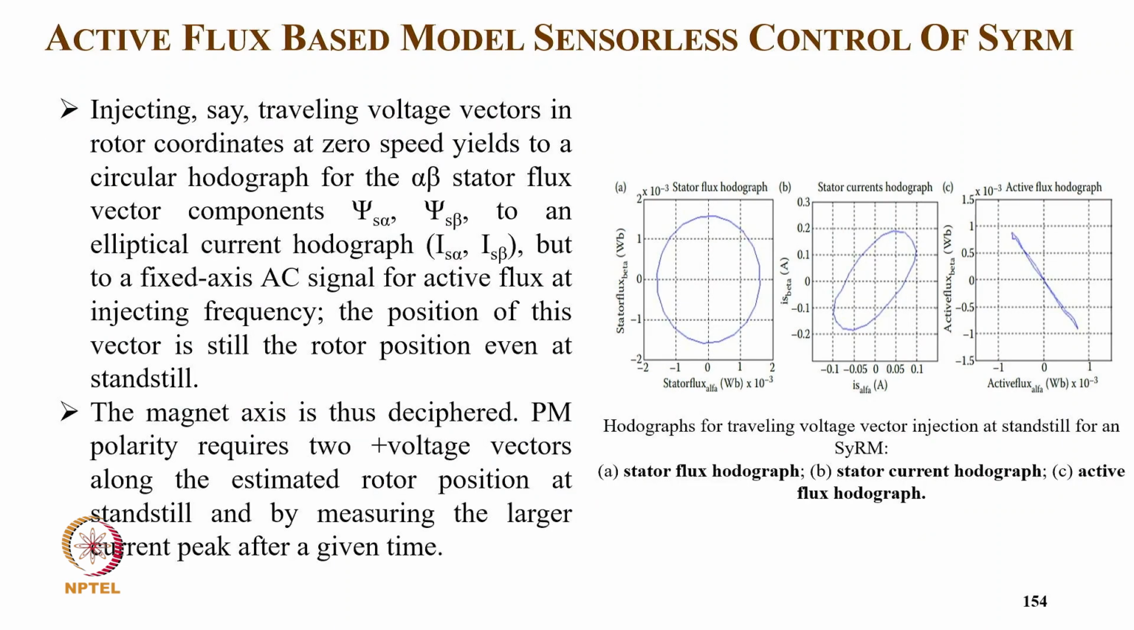So here you can see the hodograph of traveling voltage vector injection at standstill for the synchronous reluctance motor. Injecting the traveling voltage vectors in the rotor coordinates at zero speed yields a circular hodograph for the alpha beta stator flux vector components phi s alpha, phi s beta, and an elliptical current hodograph in alpha beta, but a fixed axis AC signal for the actual active flux at the injecting frequency. The position of this vector is still the rotor position even at standstill. So the magnetic axis is thus deciphered, and PM polarity requires two voltage pulse vectors along with the estimated rotor position at standstill, and by measuring the larger current peak after a given time.